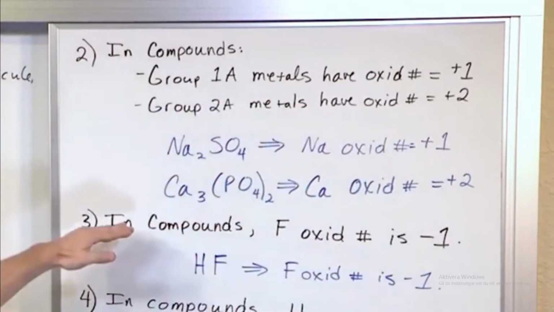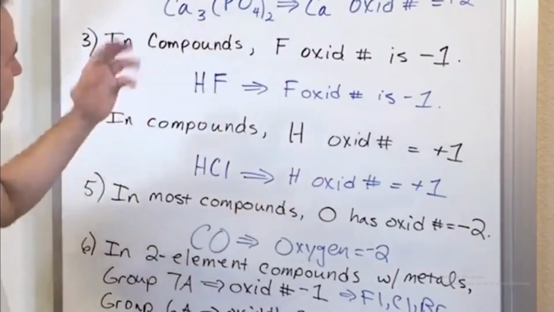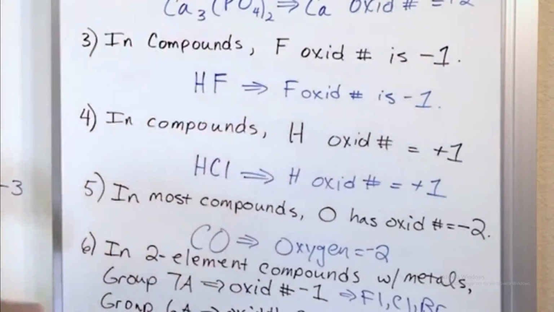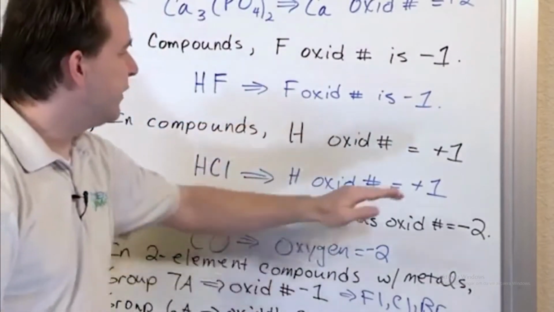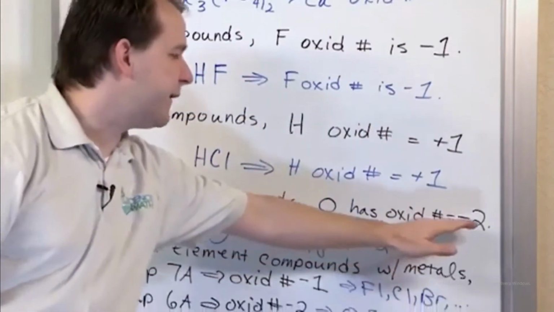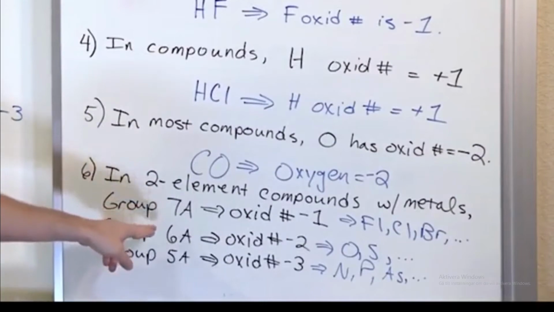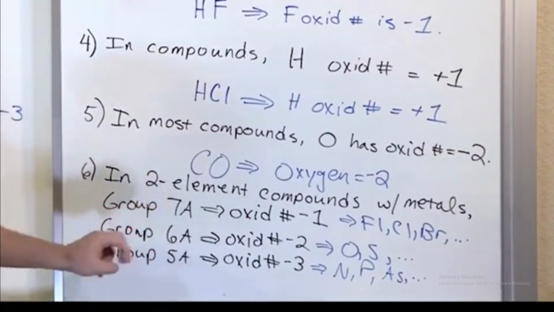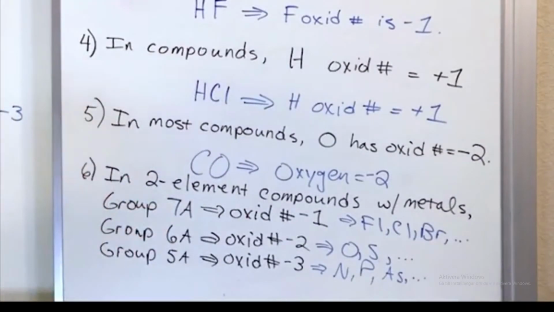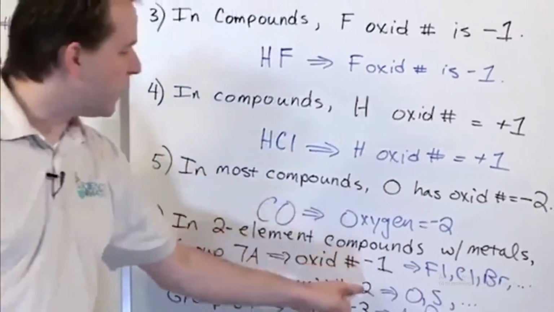And then you would look down here and say, okay, do I have fluorine in there? If I do, I assign that a -1. Then you would say, okay, do I have any hydrogen? And then I would assign +1. Then you would say, okay, do I have any oxygen? And if I do, I would have -2. And then I would say, all right, do I have any group 7, 6, or 5 in these 2-element compounds? And then if so, I would assign -1, -2, -3.